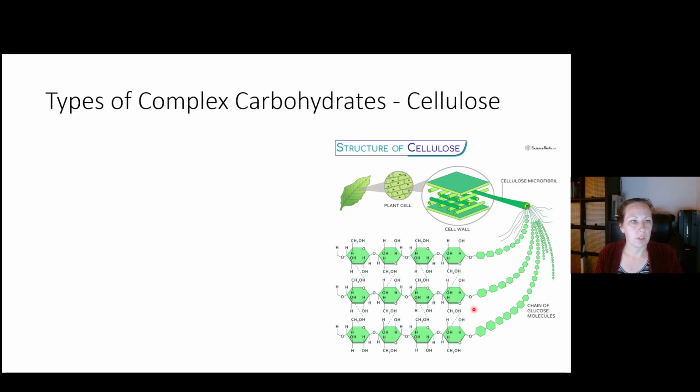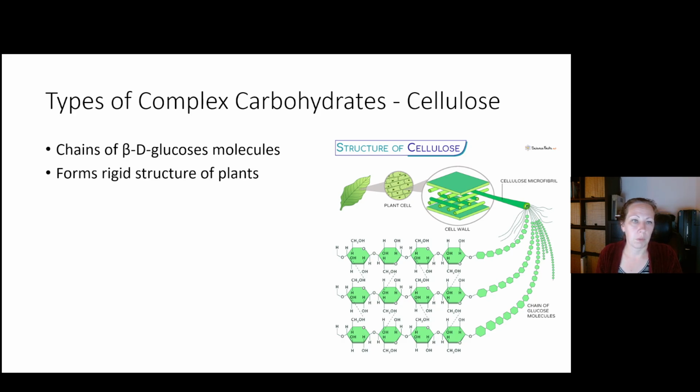Okay, so the second type of complex carbohydrates is cellulose. Those are the beta D glucose molecules. And beta D glucose is the indigestible form of glucose. This form of complex carbohydrates, the cellulose, forms the rigid structure of plants, and it's fiber. It is not digestible by humans.